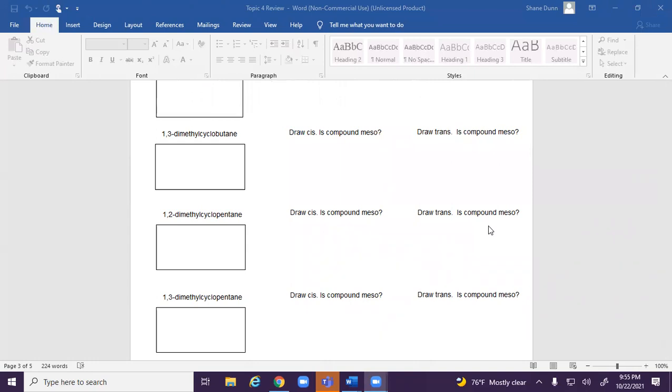Might as well go through this real quickly. I'm not going to explain it, I'm just going to draw them out and then show you guys. You guys can just pay attention. So 1, 2. This would be meso, this would not be meso. This guy is different. This guy would be theoretically meso, and he would not be over here.